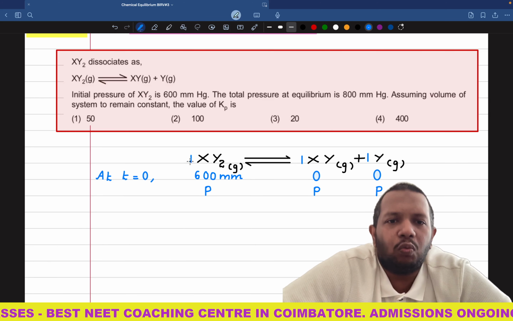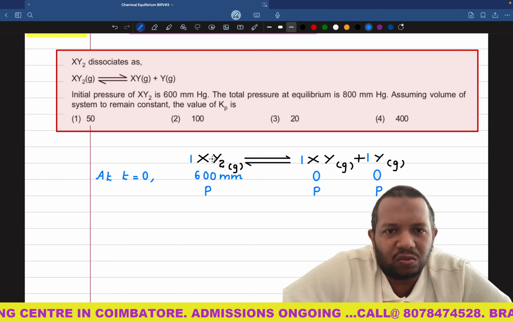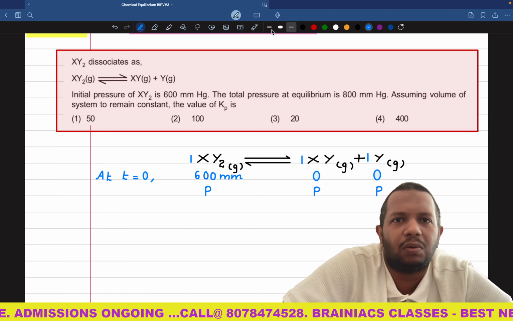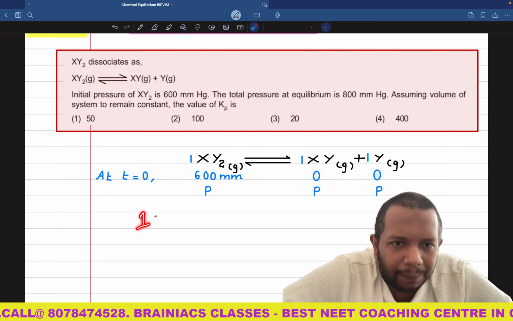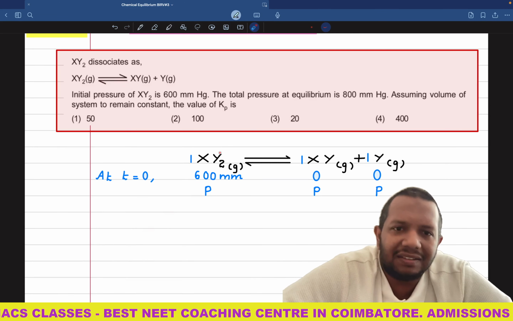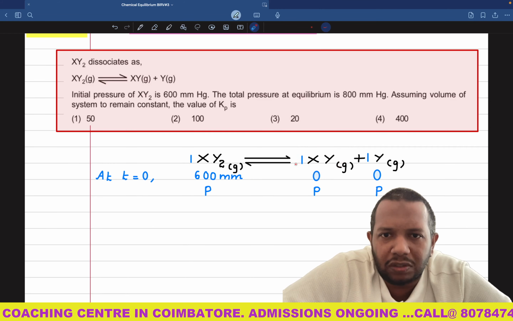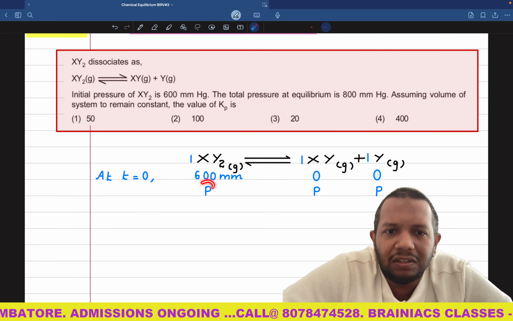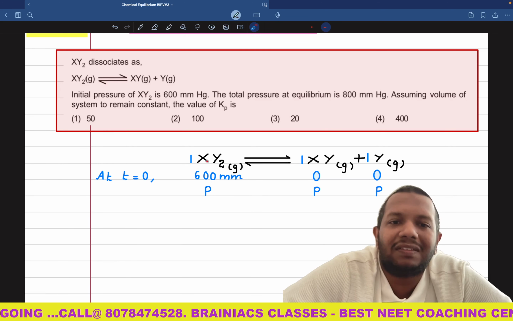So let us assume 1 mole of xy2 is now converted to 1 xy and 1 y. So 1 unit is now converted. What does that mean? That means that 1 unit has a pressure P. Let us assume that 1 unit has a pressure P. So that is now converted to product xy and y. So this xy will also now produce a pressure P, and this y also will produce a pressure P. Now this pressure will decrease from this unit. Why? Because now 1 mole is less.